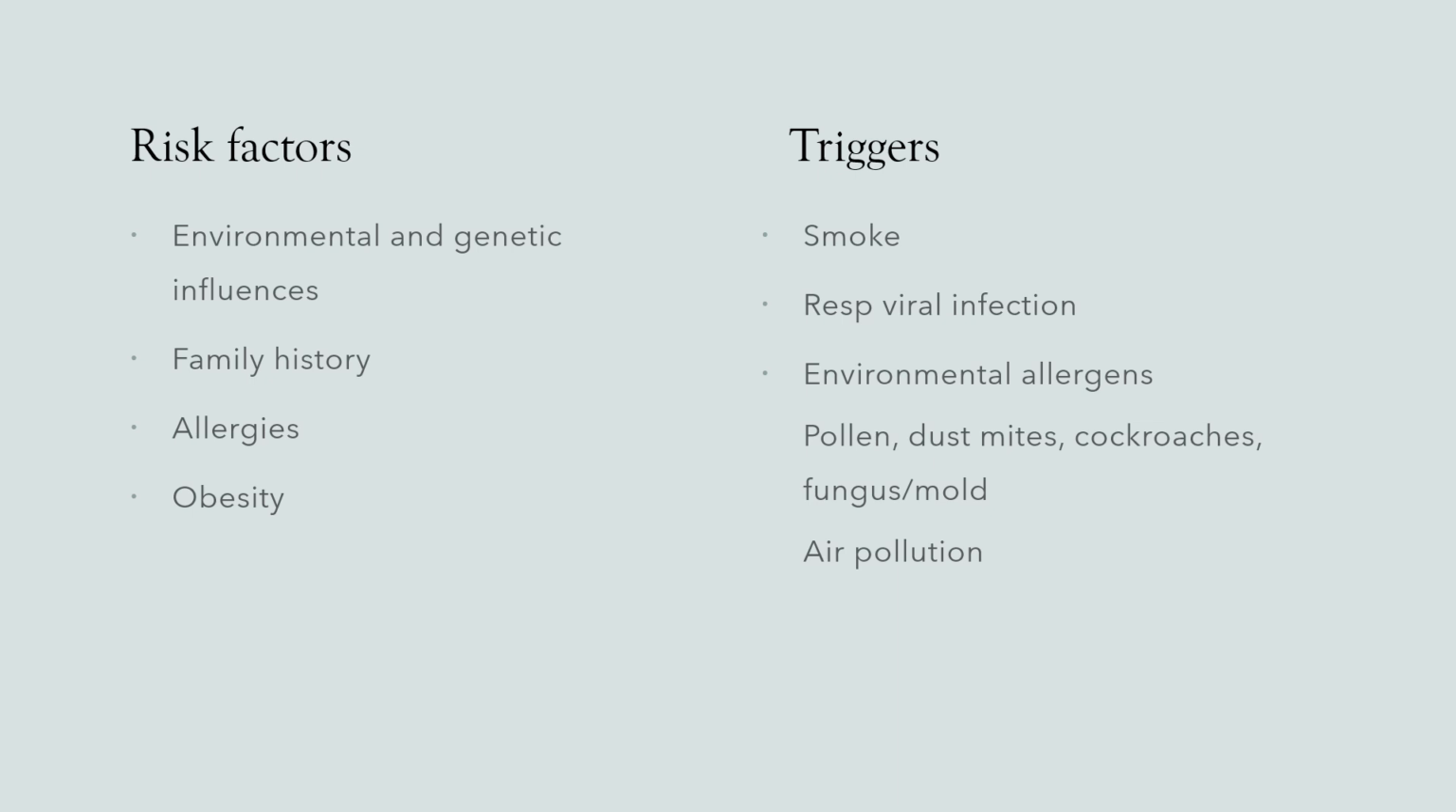Asthma is a combination of risk from environmental and genetic influences. So if there's someone in your family with a history of asthma, that puts you at increased risk of having asthma. Most asthma is related to allergies and is a result of what we call the allergic cascade.